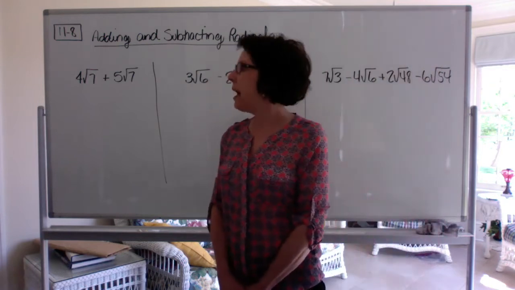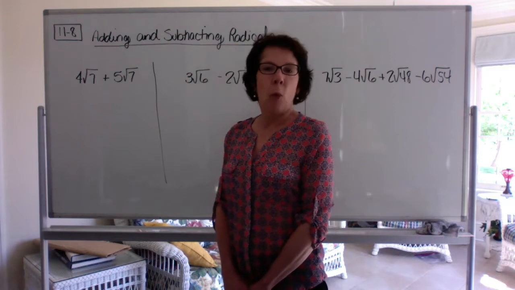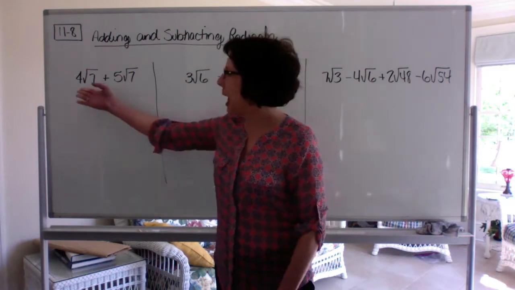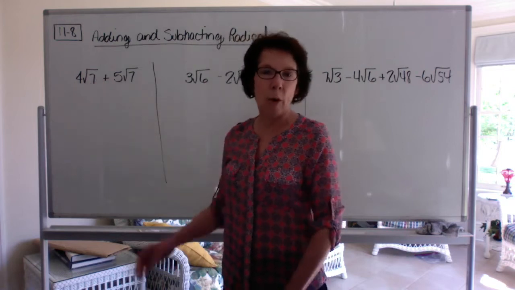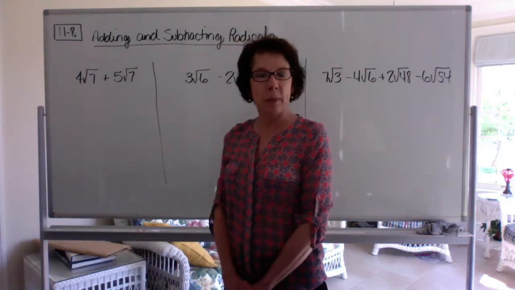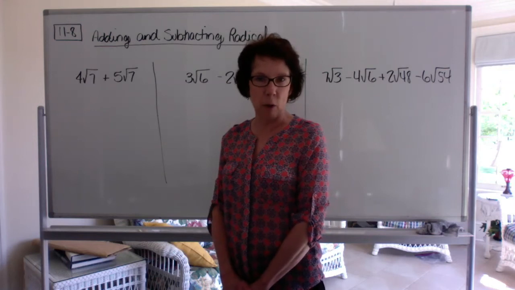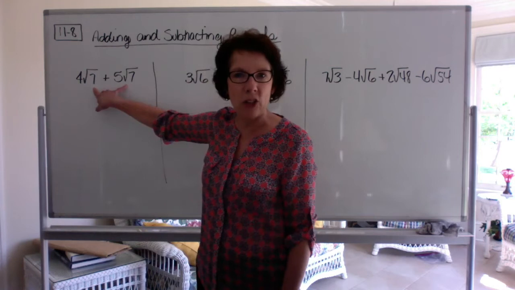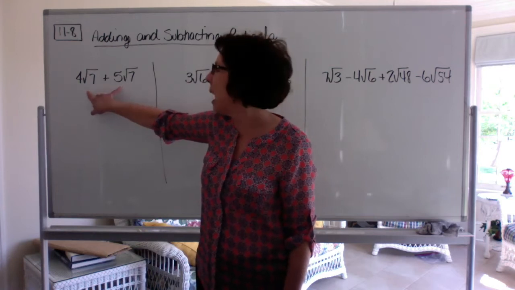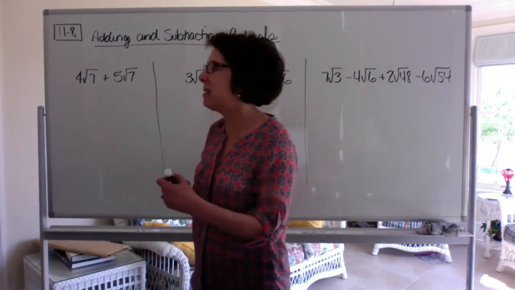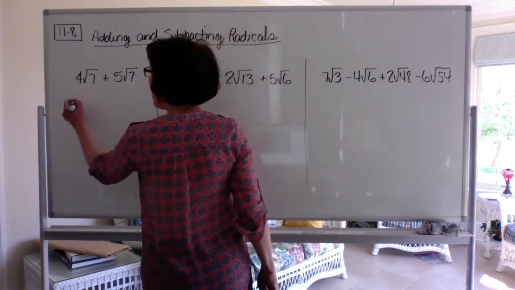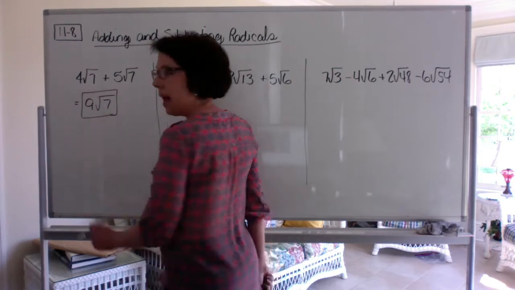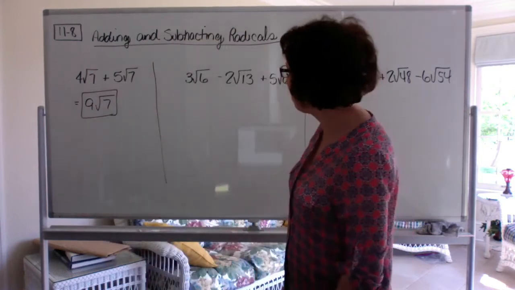We have 4 root 7 plus 5 root 7. Well, we're going to treat this just like we're adding like terms. What if I told you to add 4x plus 5x? Well, 4x plus 5x is simply 9x. We add the coefficients 4 and 5. And as long as the radical terms match, we can go ahead and combine them by adding the coefficients. And so the answer here is simply 9 root 7. Okay, let's move on.